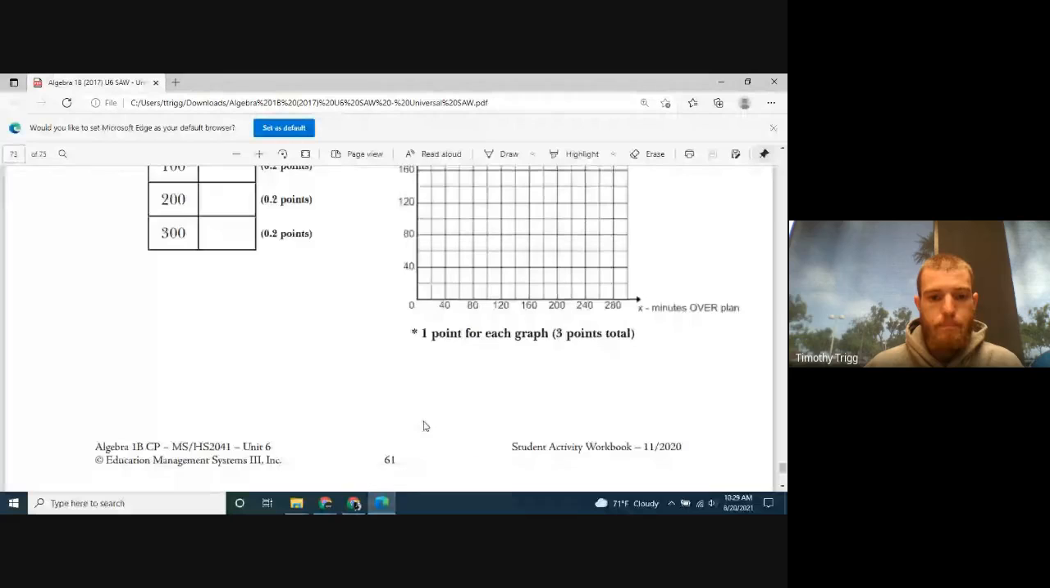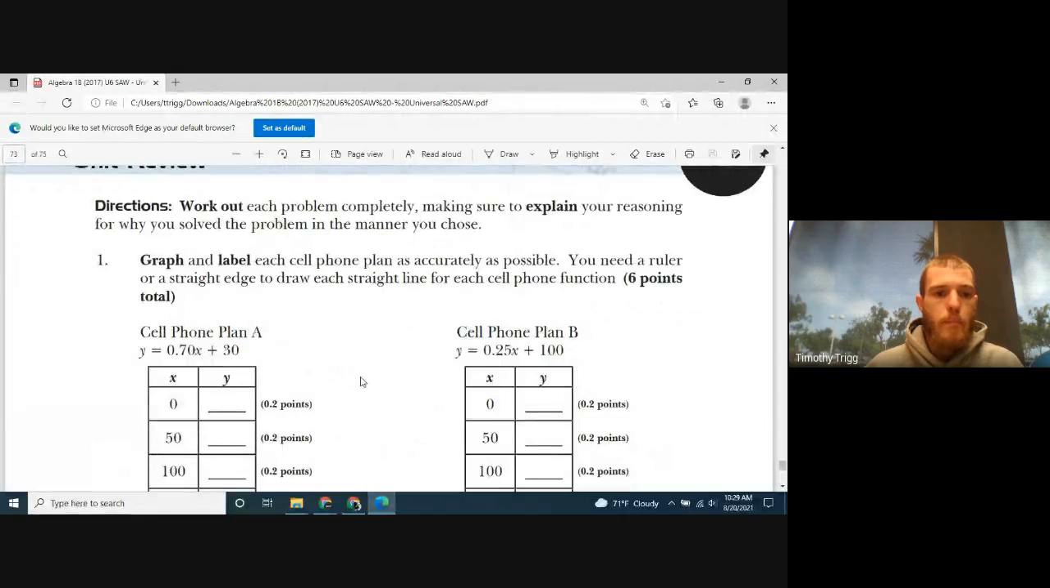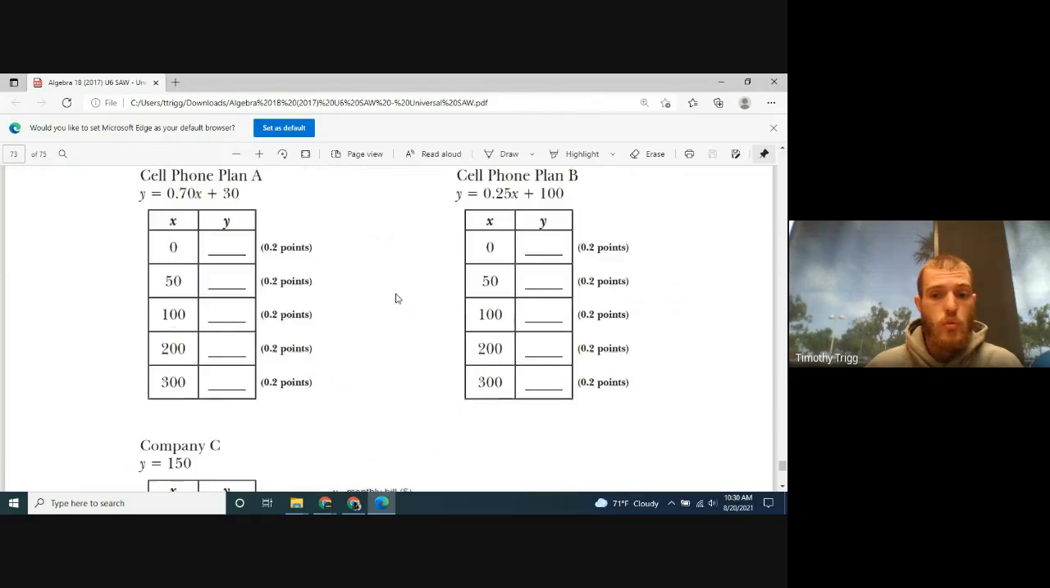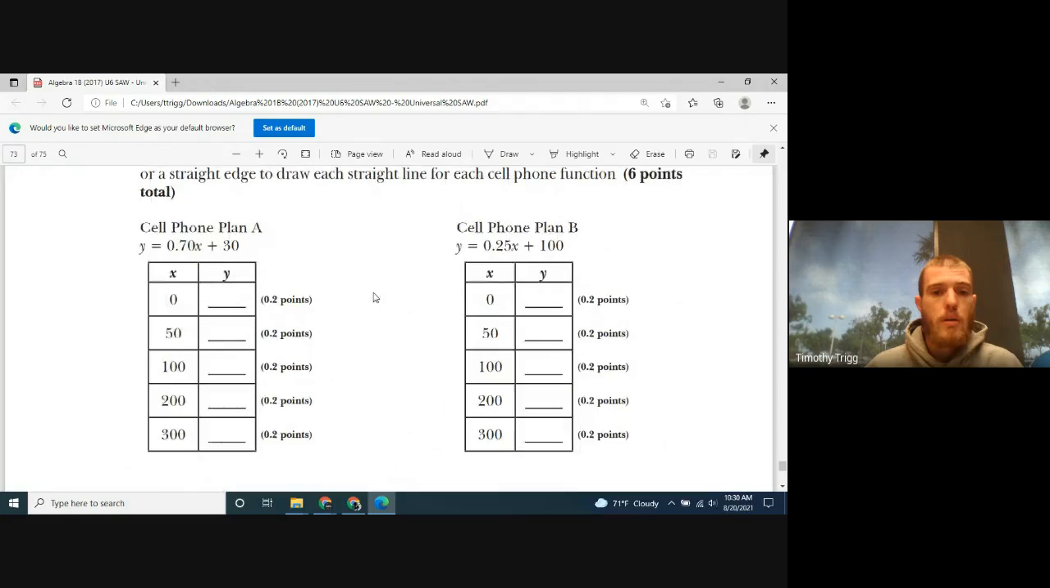So graph and label each cell phone plan as accurately as possible. You need a ruler or a straight edge to draw each straight line for each cell phone function. So I would suggest having a ruler or some other sort of straight edge to graph these.